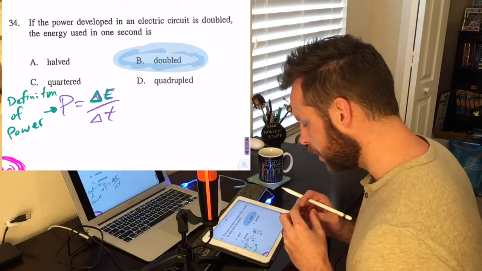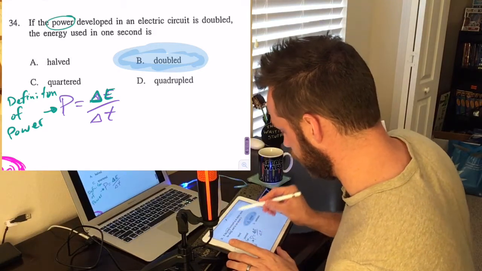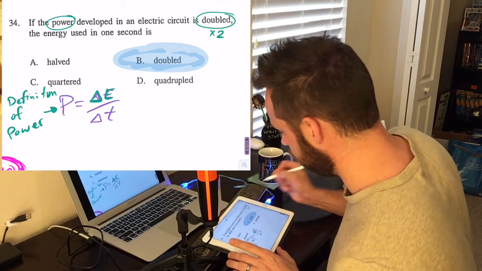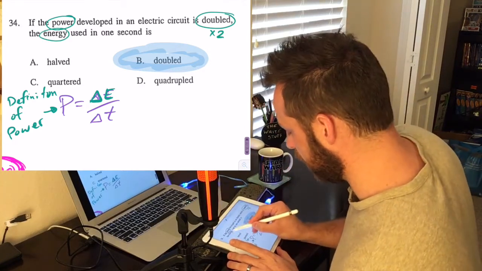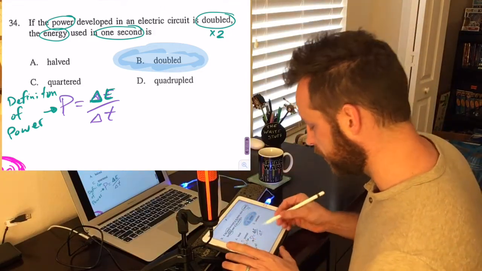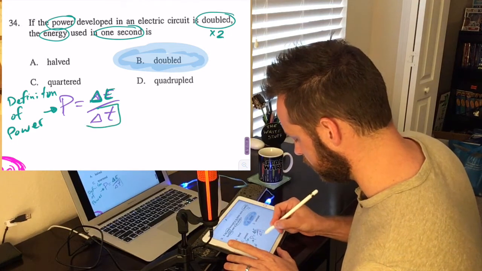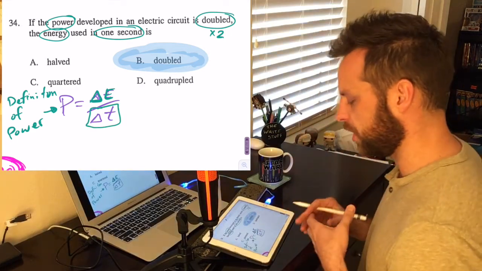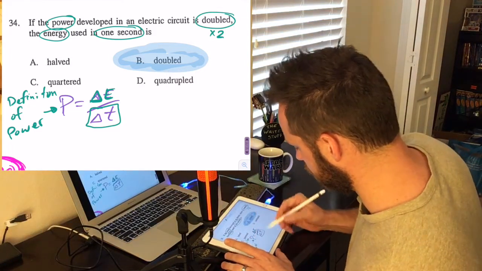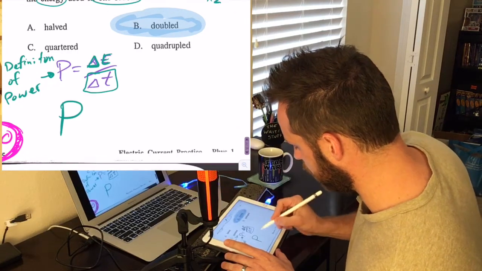And so we have this question where it's asking us, if we're going to take the power and we're going to double it, so we're going to multiply the power by 2, then what happens to the energy used in 1 second? The 1 second is going to be constant, so we're going to lock our change in time in a box, just like we did with voltage earlier. So it's not going to change. But then the power is going to go up. So the power, we're going to double the power. I'll draw that bigger to show that we're going to have more power.